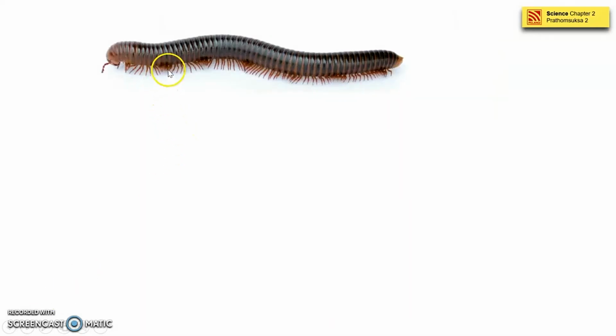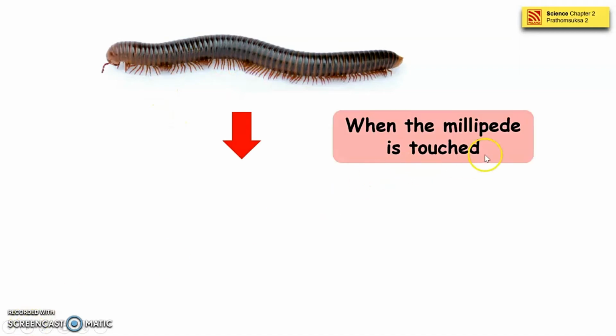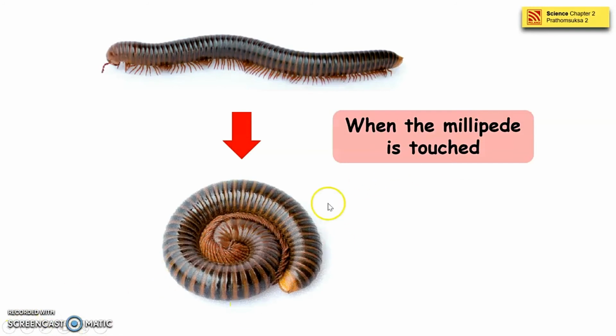Okay, we have here the millipede. When the millipede is touched, it looks like this. It's like number 6 or number 9. Why millipede? Because it has many legs. That's why they call it millipede. When they walk, and then you touch the back, it forms like this. So that is responding to the stimuli.